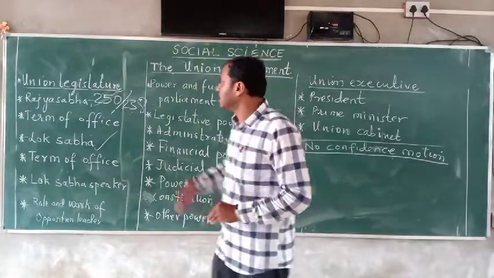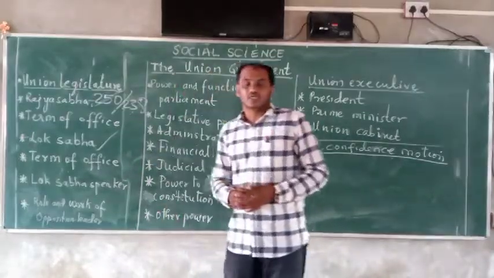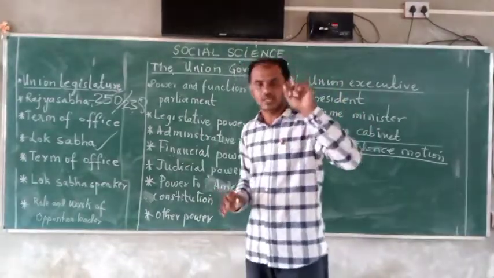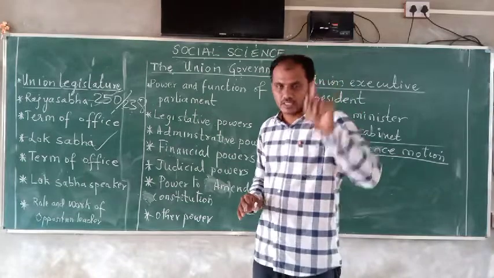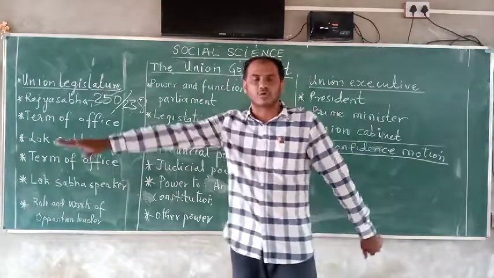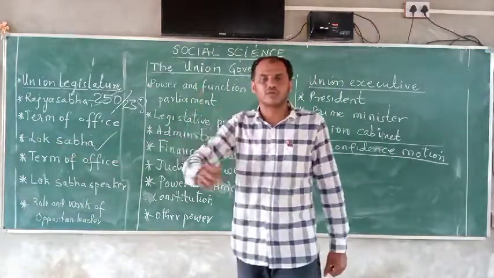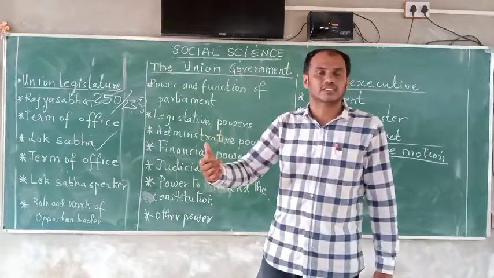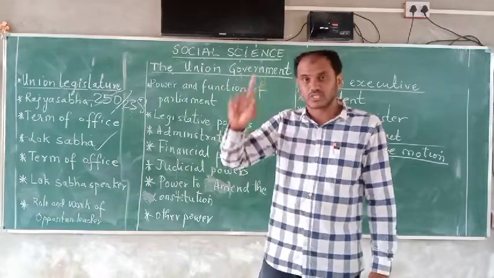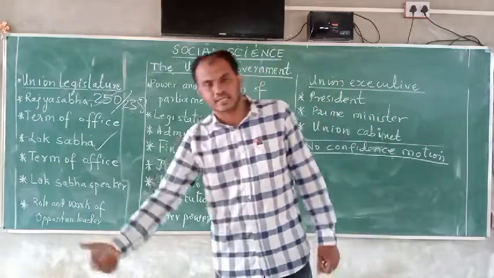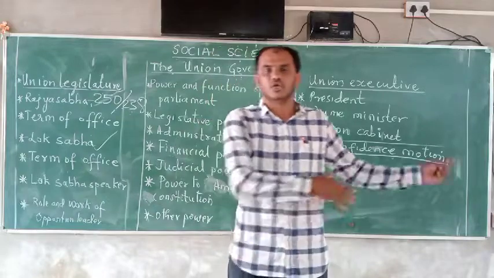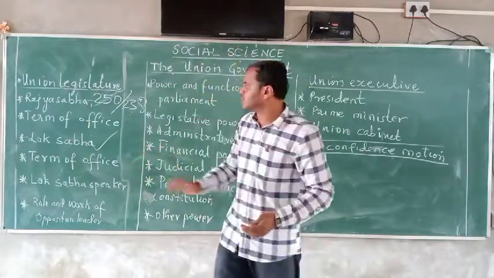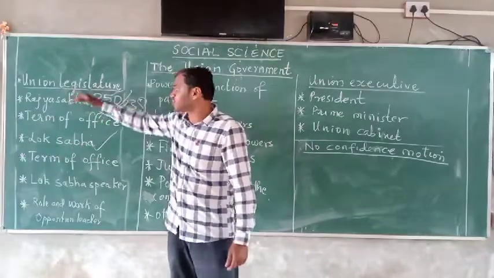So this is regarding the Rajya Sabha. The term of office of Rajya Sabha members is 6 years, not 5 years, and it is a permanent body. After the completion of 6 years, members retire, and in their place new members are elected or nominated. This is the term of office of the Rajya Sabha.